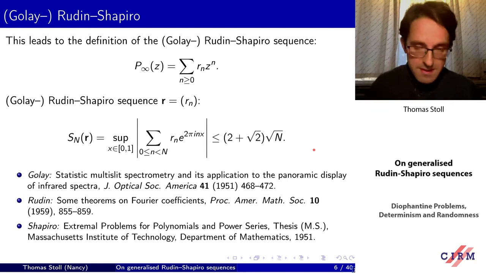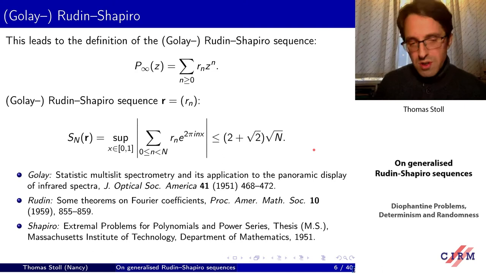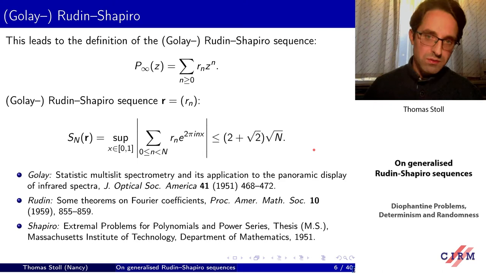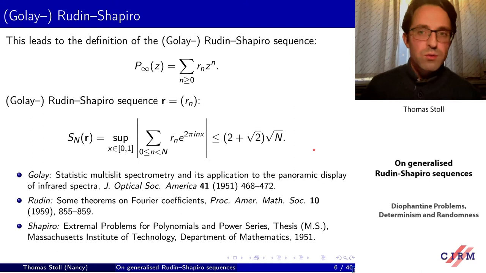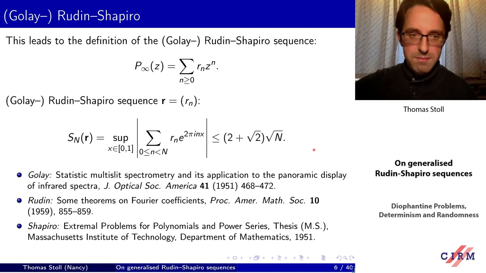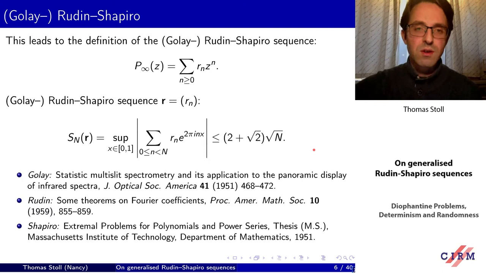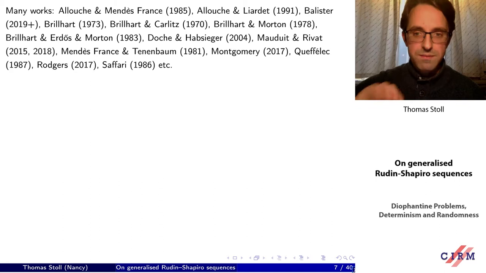There are several people that try to give that sequence a new name. So there is Golay-Shapiro, there is Shapiro-Golay, there's Golay-Rudin-Shapiro, but yeah. So I just want to mention this historical fact, that maybe it's not undisputed how to name the sequence. I will stick for this talk to Rudin-Shapiro, but still give the mention that Golay had.